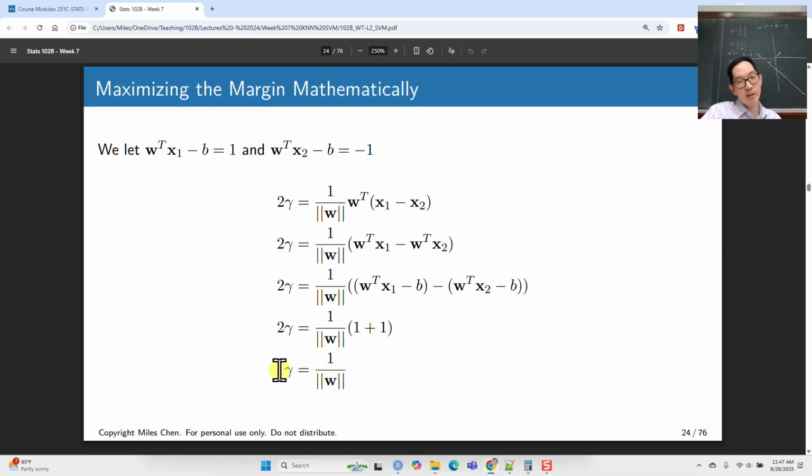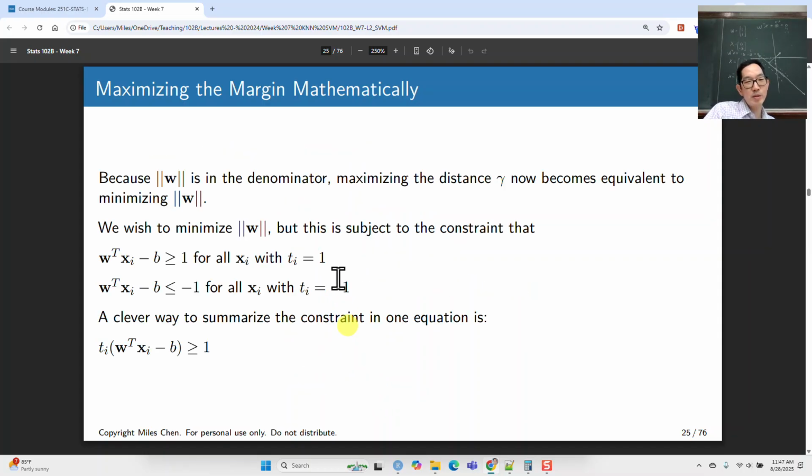So the width of our margin is basically just 1 over the norm of W. What this effectively means is that maximizing this margin is equivalent to minimizing the norm of W. Now, we can't just pick whatever W we want. There is a constraint: with all of the observations, W has to be selected in such a way that everything gets classified correctly.